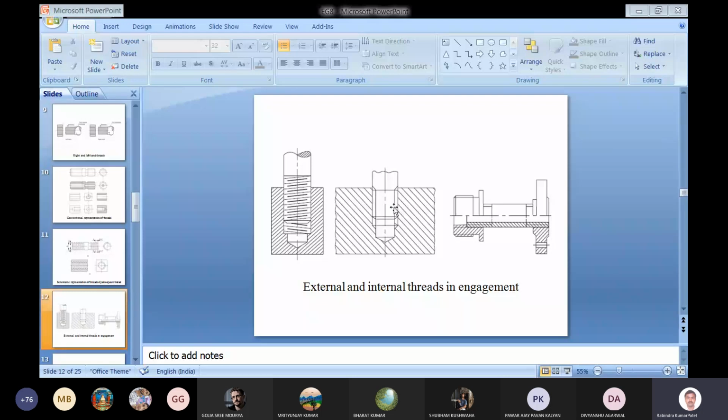Similarly, engagement can be shown in the section, where this part external thread has been shown here, and internal thread has been shown here. So hatching has been shown onto the engaged thread.